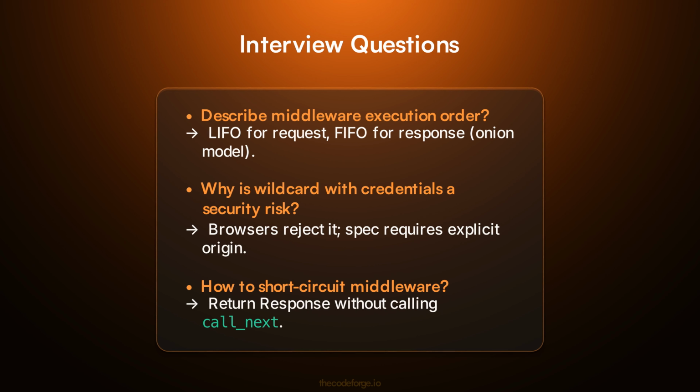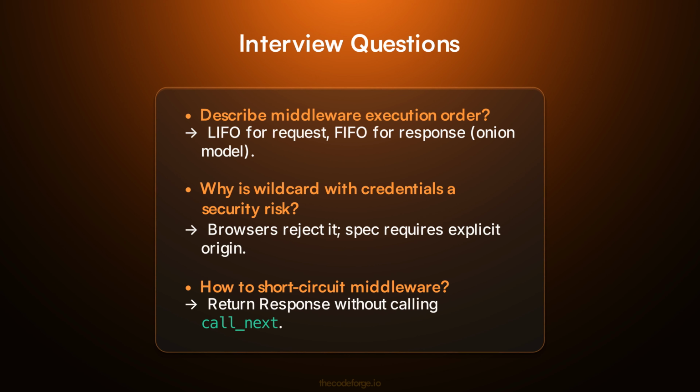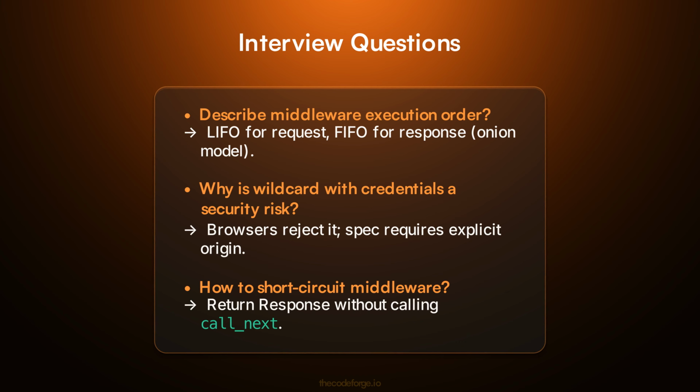Let's run through some common interview questions. Describe middleware execution order: LIFO for request, FIFO for response, onion model. Why is wildcard with credentials a security risk? Browsers reject it. Spec requires explicit origin. How to short-circuit middleware? Return response without calling call next.